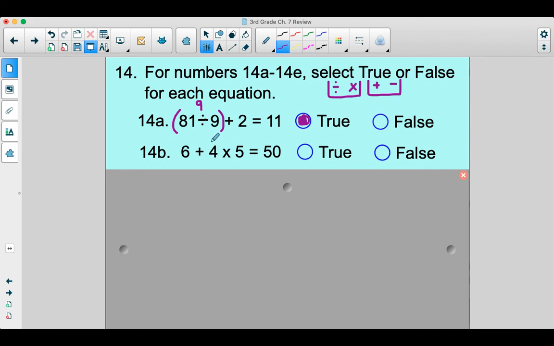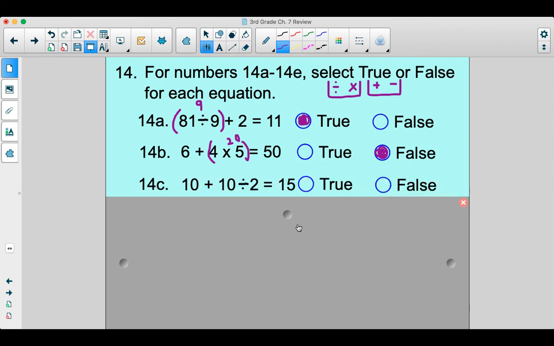So let's put a little hug around the ones that go first. It's just kind of helpful for the eye when you're learning. So 4 times 5 is 20. 20 plus 6 is 26. So it's telling me the answer has to be 50, so this one is false.